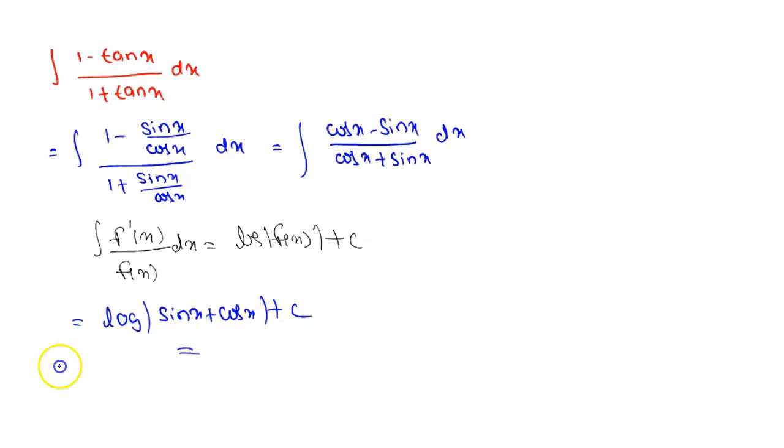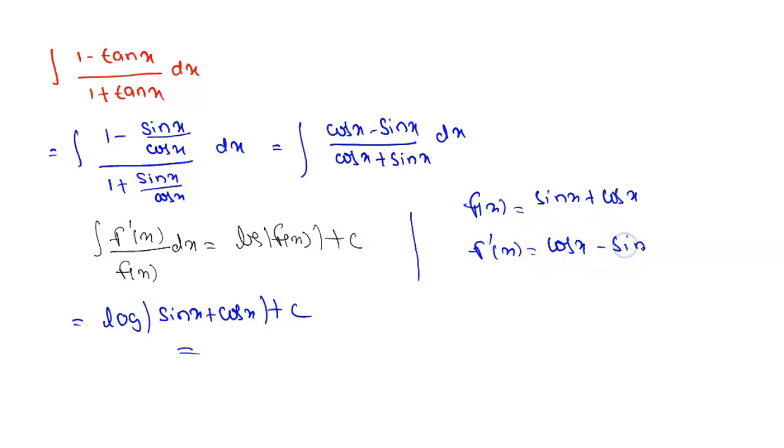This is the answer. Okay, or you can try taking f of x as sin x plus cos x, and f dash of x goes to the derivative of sin, which is cos, and the derivative of cos is minus sin. This only we got here. Okay, so end of the answer.